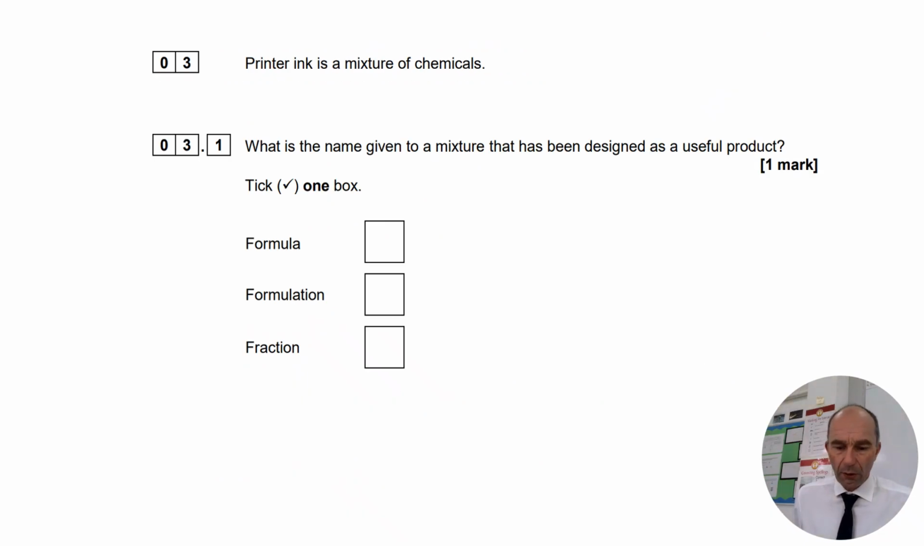Now, question 3, we're looking at printer ink, and it's a mixture of chemicals. Now, question 3.1, what is the name given to a mixture that has been designed as a useful product? This is probably the worst definition ever, but it's just one that you need to know, and it is formulation. Comes up every year, and whether it's a case of how do you define a formulation, it's often a tick box, but just make sure you know that particular answer.